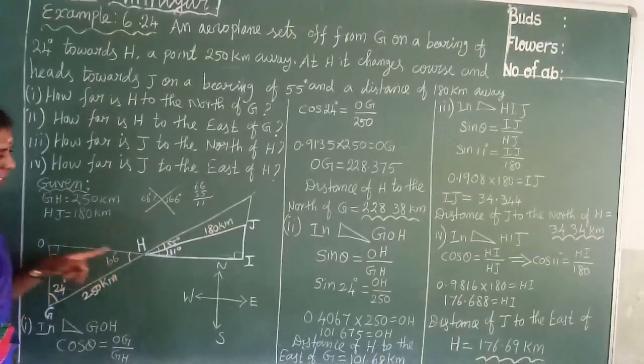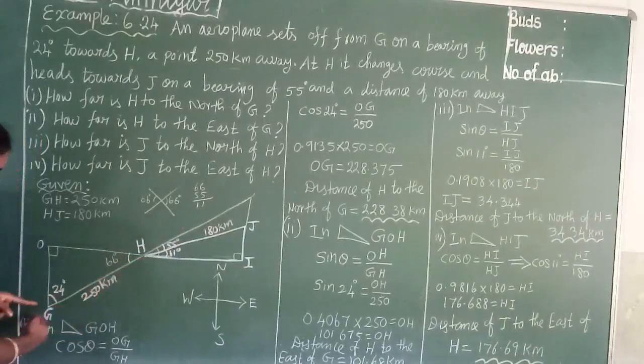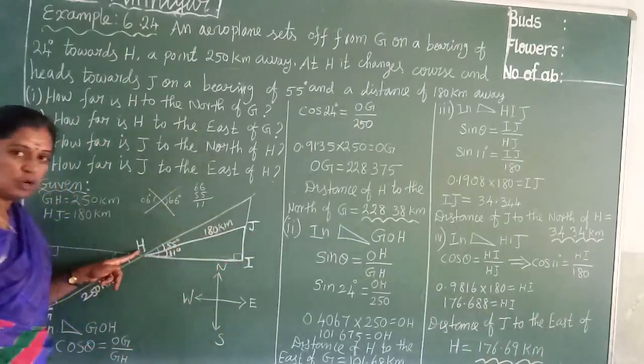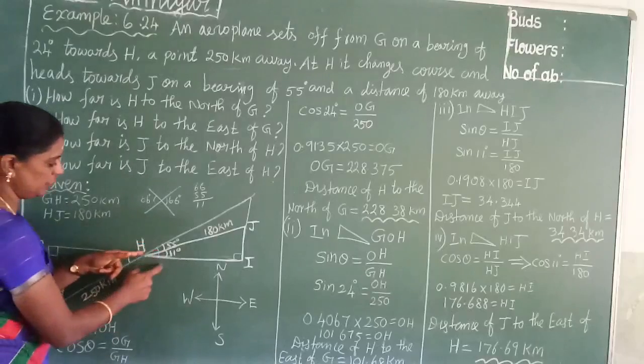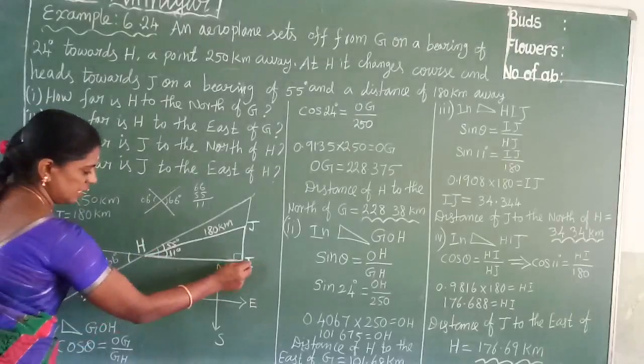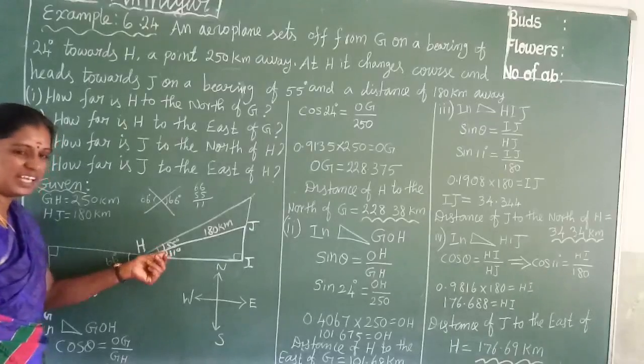Clear or not? I understand this diagram. So the center is H. H to G distance is 250 kilometer. This G to H angle is 24 degree. Here H to J is 55 degree. The distance is 180 kilometer. This one 55, you draw a straight line, the same thing, and make a right angle triangle. So definitely this angle is 11 degree.